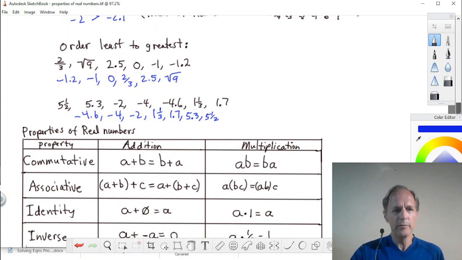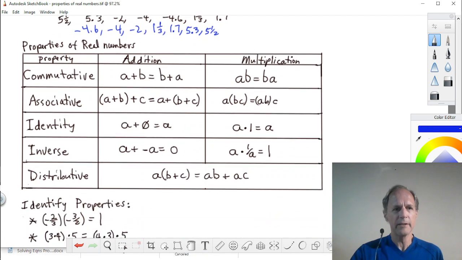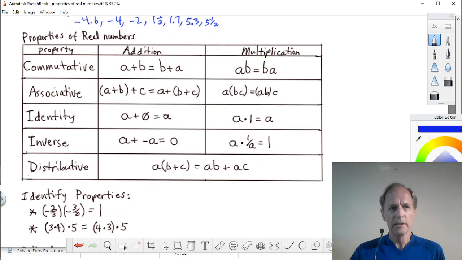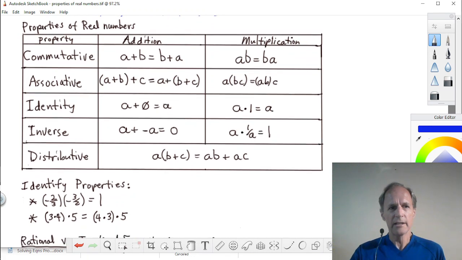Okay, so we have to look at the properties of real numbers now. Now that we've got an idea of what they are, how they can be compared to each other, how rationals and irrationals, both being real numbers, reside on the same number line, we can compare them to each other. Now let's look at the properties of real numbers. And you've seen these before.